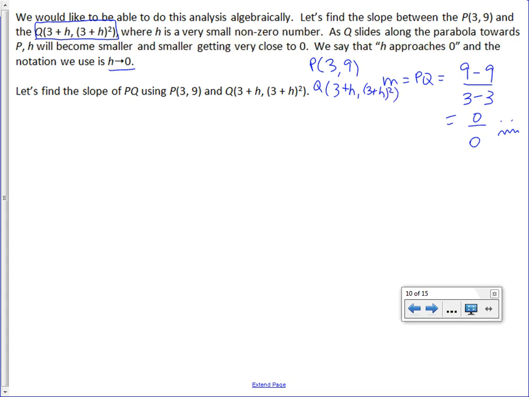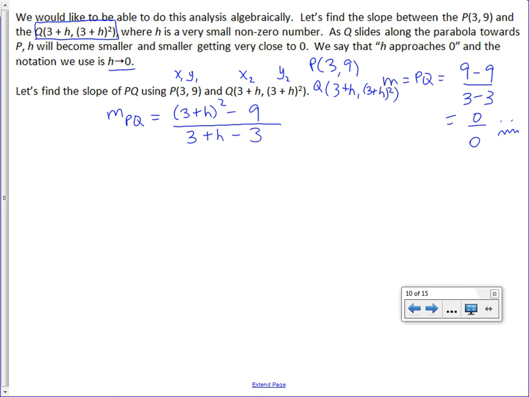That's what the output would be. There's my 2 points. Let's find the slope of these 2 points, one of which is algebraic. So the slope of PQ is going to be y2 minus y1 over x2 minus x1. I know you probably don't need to see this anymore. This is more of a grade 9 thing when you were just learning slope. But we have y2 minus y1 over x2 minus x1. So we have (3 plus h) squared minus 9 over 3 plus h minus 3.